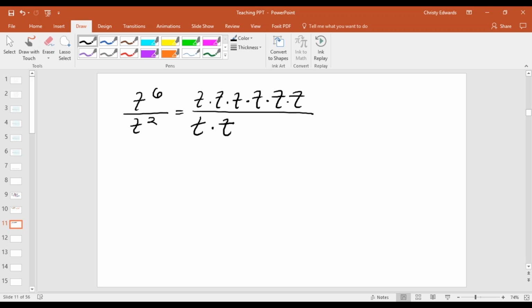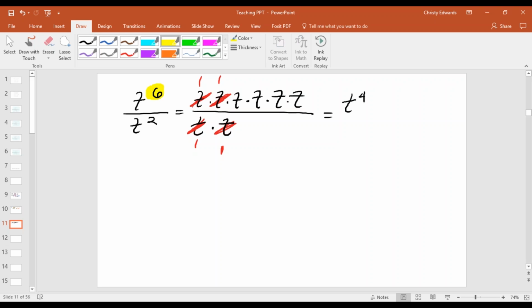And didn't we say that anything in the numerator and the denominator cancels to 1? Remember when we were canceling variables and numbers? So what ends up left on the top? It looks like an F, yeah. T to the 4. So what was the shortcut?